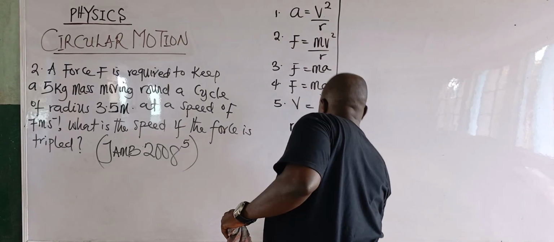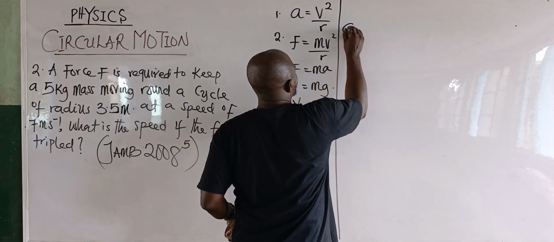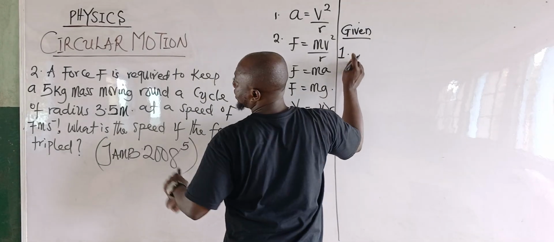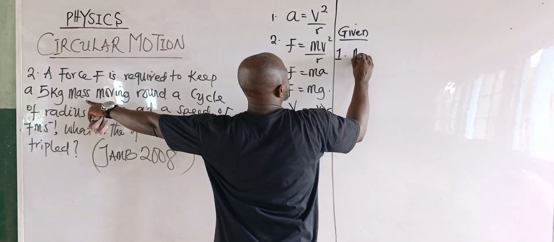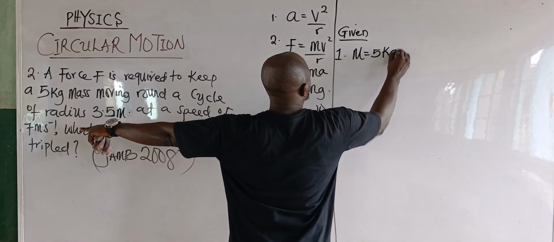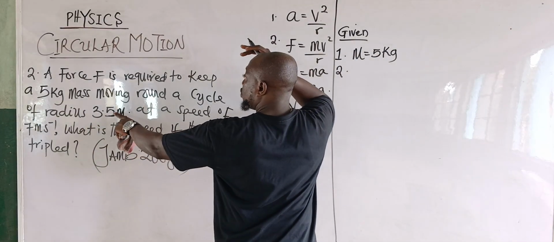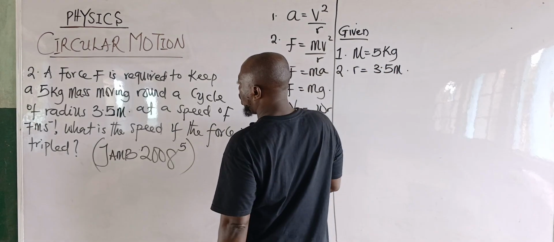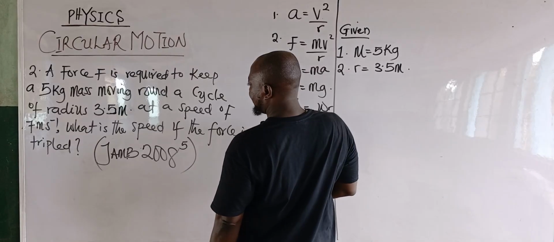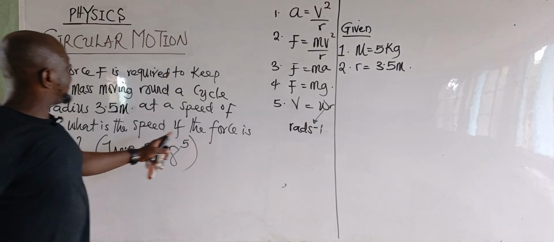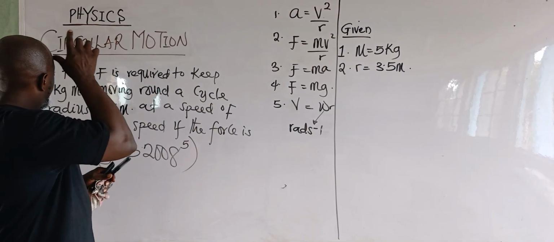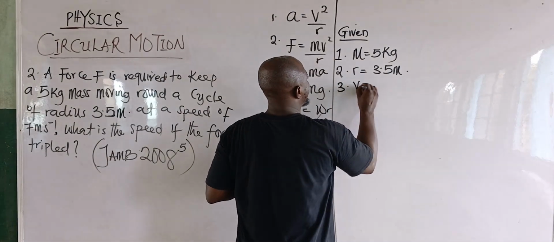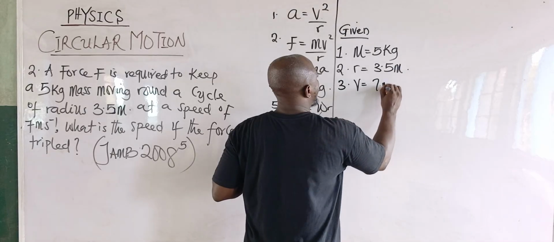Now, what do we do? Let's check what is given to us. First, we are told that the mass is 5 kg. Second, we have the radius to be 3.5 meters. And third, we are given V to be 7 meter per second.